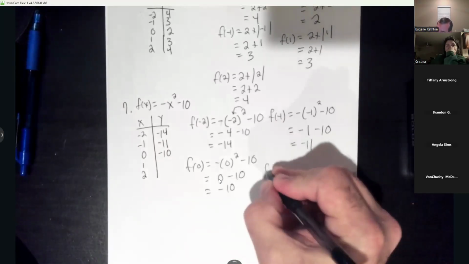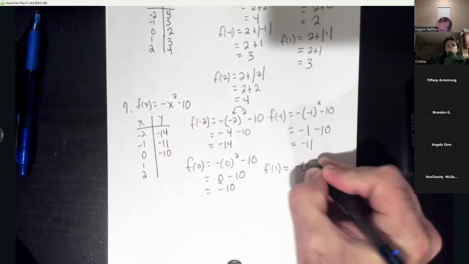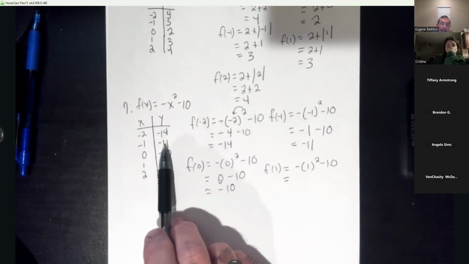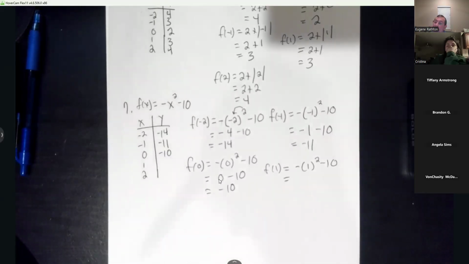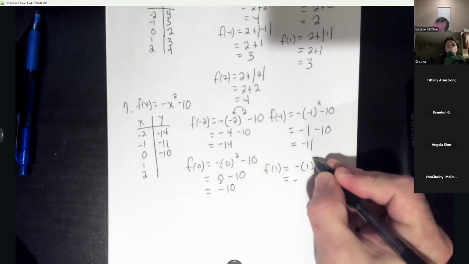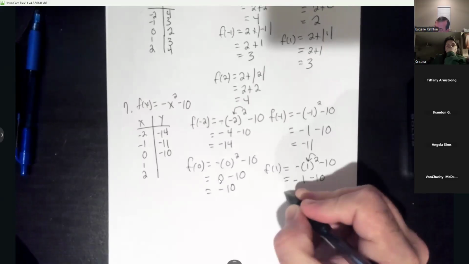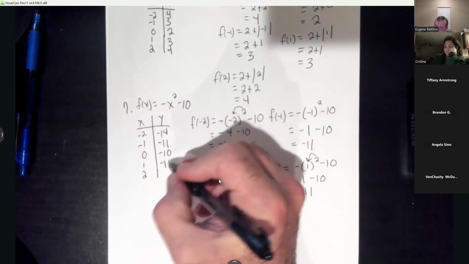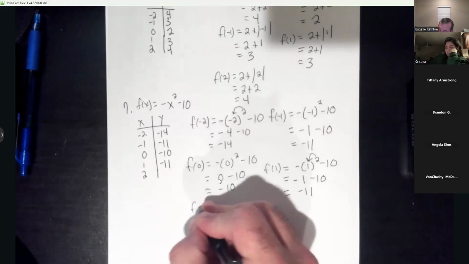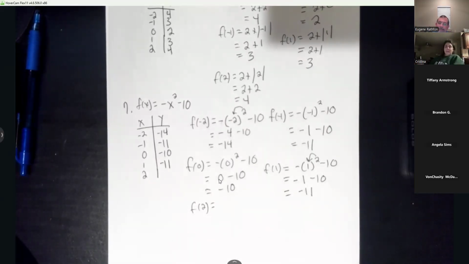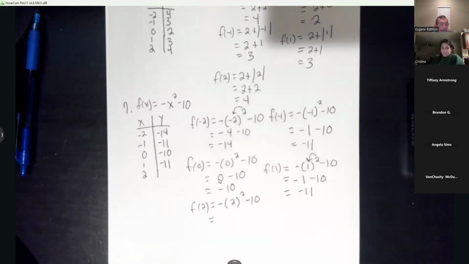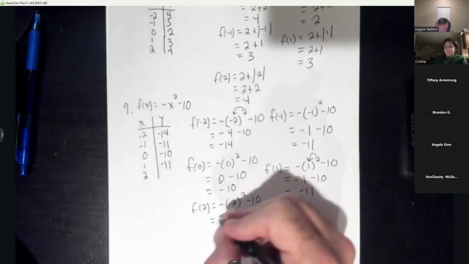Now put in my 1. F of 1 would be a negative times 1 squared minus 10. So the thing you're going to get with 1 would be the same thing you got with that -1. Because squaring a 1 is the same thing as squaring a -1. So bring down that negative. 1 squared is 1 minus 10. So this one will give me what? -11. So now y'all are seeing how I'm getting my symmetry, which means F of 2 has to be what? All right, y'all, one more and then we can actually graph it. So good job, -14.